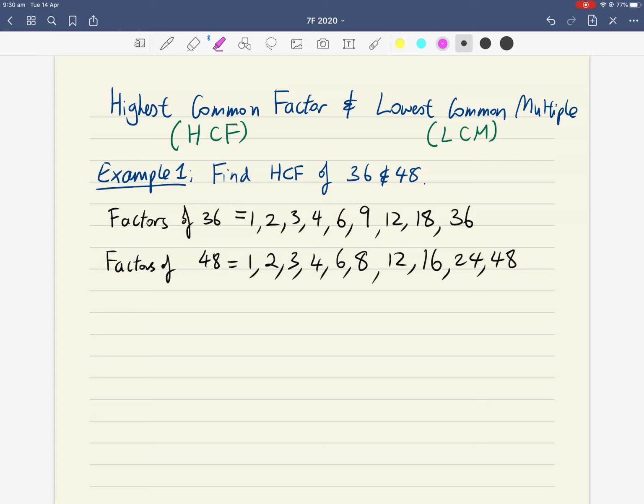We're trying to find the highest common factor. So have a look through at what factors they have in common. They have 1 in common, 2 in common, 3 in common, 4 in common, 6 is common, 12 is common, and that's it. Out of all the highlighted common factors, pick out the highest one. So 12 is the biggest common one. Therefore, the HCF, or highest common factor, of 36 and 48 is 12.